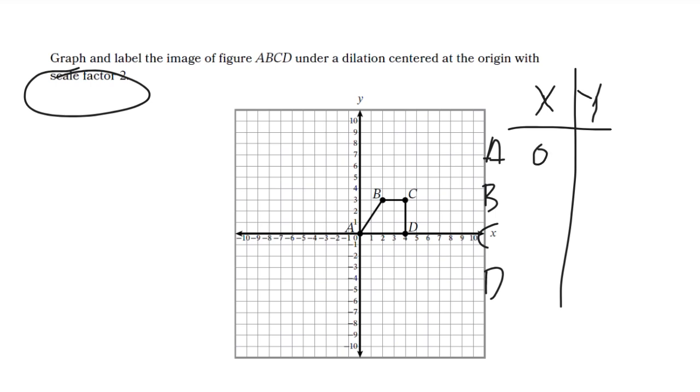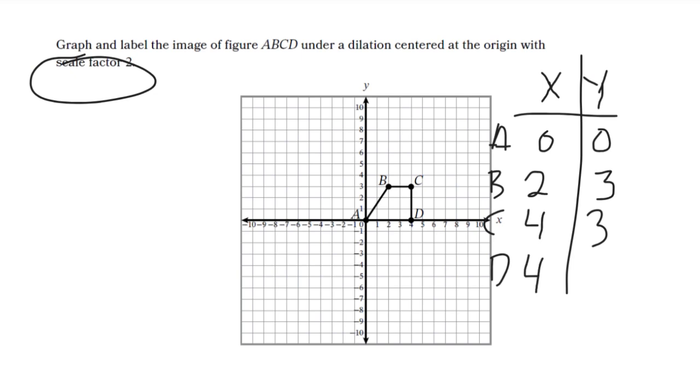So A is 0, 0. B is 2, 3. X is 2, y is 3. C is 4, 3. D is 4, 0.